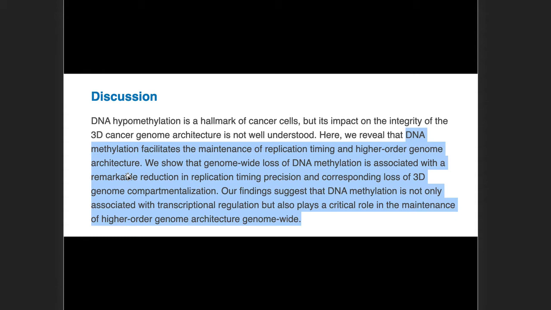DNA methylation facilitates the maintenance of replication timing and higher order genome architecture. We show that genome-wide loss of DNA methylation is associated with a remarkable reduction in replication timing precision and corresponding loss of 3D genome compartmentalization. Our findings suggest that DNA methylation is not only associated with transcriptional regulation, but also plays a critical role in the maintenance of higher order genome architecture genome-wide. Wow, so this methylation is really doing a lot.